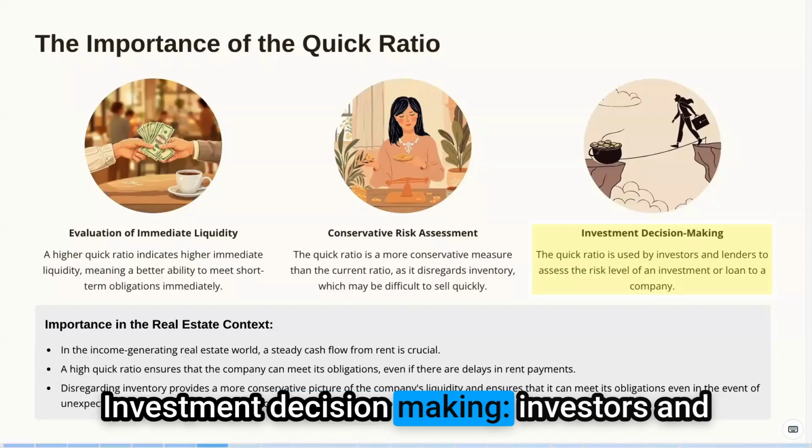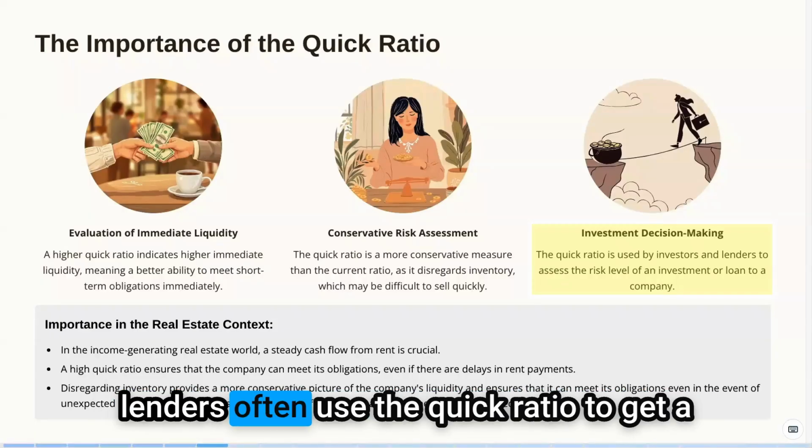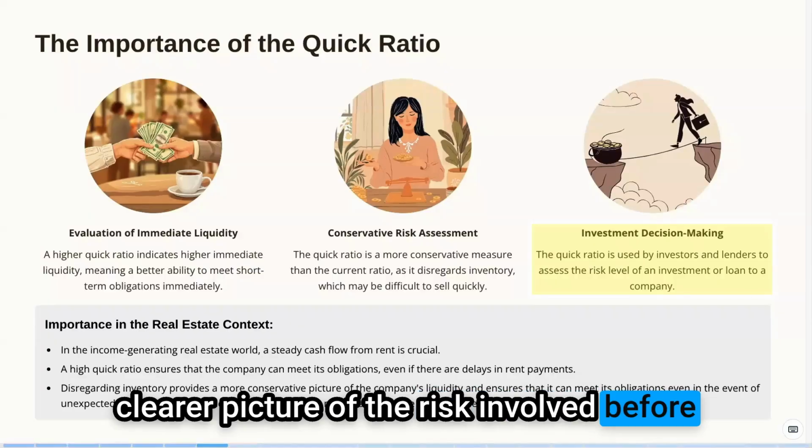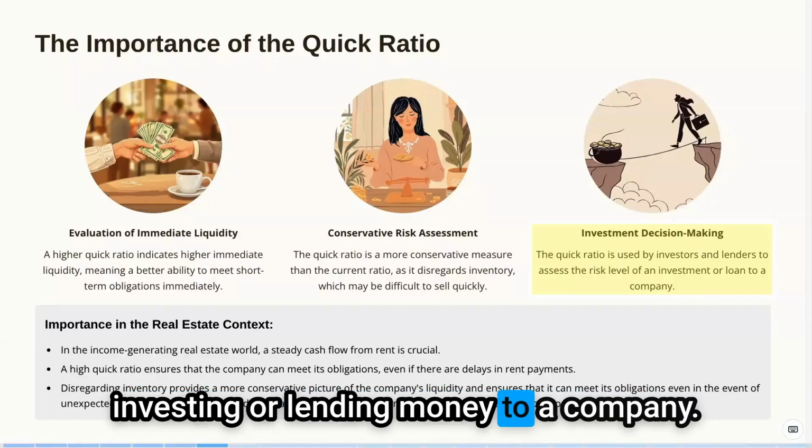Investment decision making. Investors and lenders often use the quick ratio to get a clearer picture of the risk involved before investing or lending money to a company.